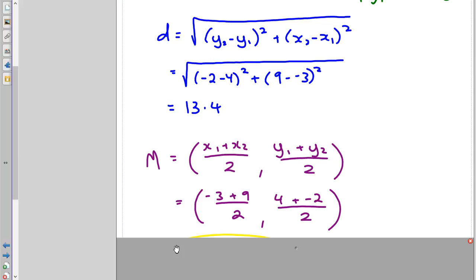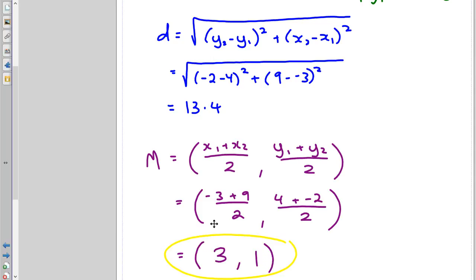This could also be a classic non-calculator question. You could have worked this out on a non-calculator paper fine, because negative 3 plus 9 is 6, 6 divided by 2 is 3, 4 plus negative 2 is 2, 2 divided by 2 is 1. And that's the warm-up finished. Now let's move on to the lesson.